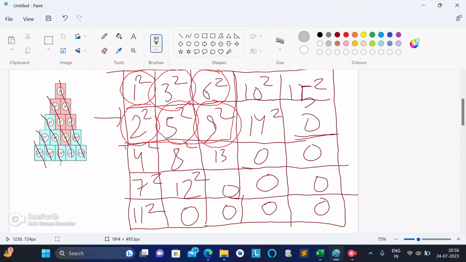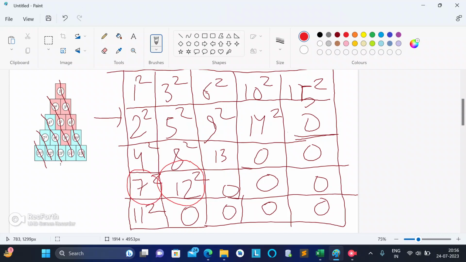Let's take the example of 12. Suppose we hit 12. So if we hit 12, we know that 7 square and 8 square will break down. Let me make it clear. If we hit 12, we will see that the 7 square and 8 square will also break down. 4 square and 5 square also break down. Due to 4 square and 5 square, 2 square and 3 square break down. And due to 2 square and 3 square, 1 square breaks down. In the case of 12 also, we will see that in the grid, all the numbers which are above 12 and to the left of 12 will break down.